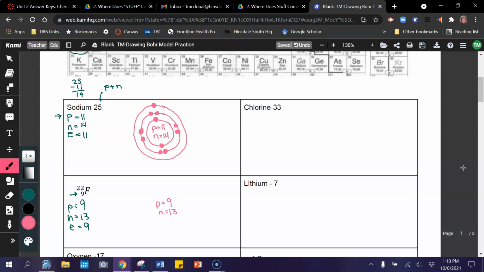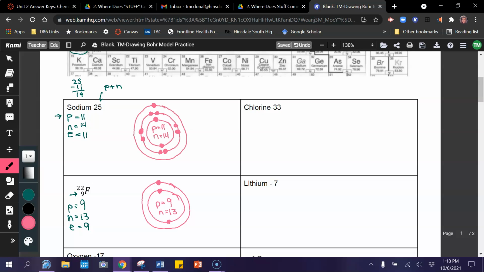And now I draw my first ring in which I place 2 electrons. I still have 7 more electrons to place, so I'm going to draw a second ring. I can have a maximum of 8 electrons in this second ring, so since I only have 7 left to place, then I know that they're all going to go in this ring.